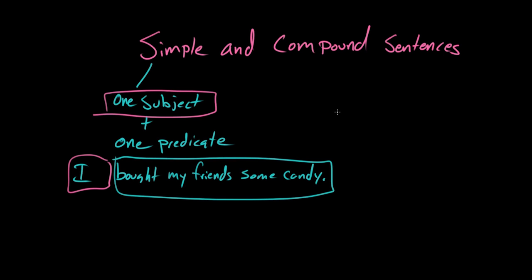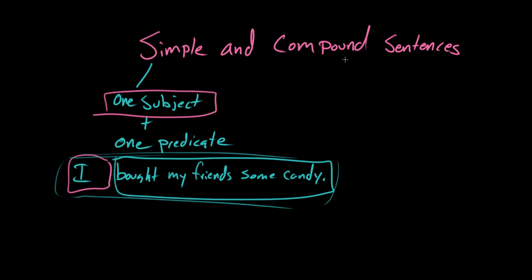Now, all of this together is what we'd call an independent clause. I don't want to hit that too hard right now. But when you have this set of subject and a predicate together, and it can be a sentence, that's called an independent clause. I'm not even going to write that down.